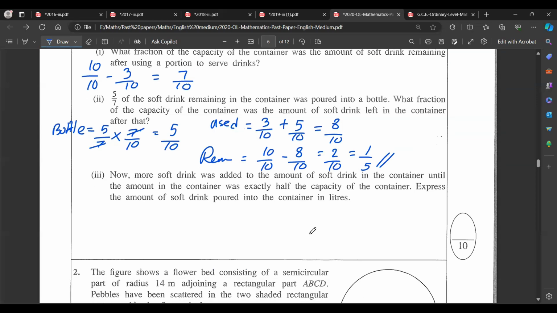Now more soft drink was added to the amount of the soft drink in the container until the container was exactly half. Exactly half means if they are having 10 parts, half means what? You have to consider up to 5 parts. The container should be filled up to 5 parts. Okay? Exactly half of the capacity of the container. Express the amount of the soft drink poured into the container in liters.